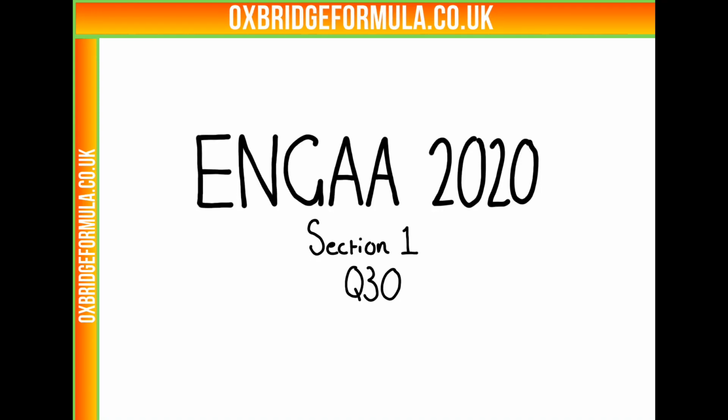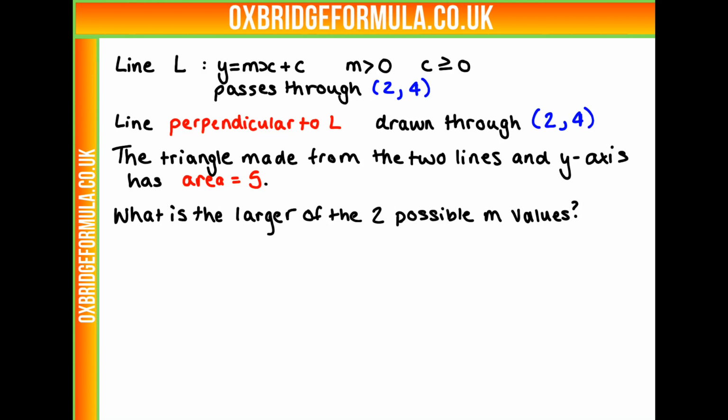In this video, we'll be looking at ENGAA 2020, Section 1, Question 30. We're told that there's a line L with the equation y equals mx plus c, where m is greater than 0 and c is greater than or equal to 0, that passes through the point (2, 4). There's another line which is perpendicular to L, which is drawn through point (2, 4).